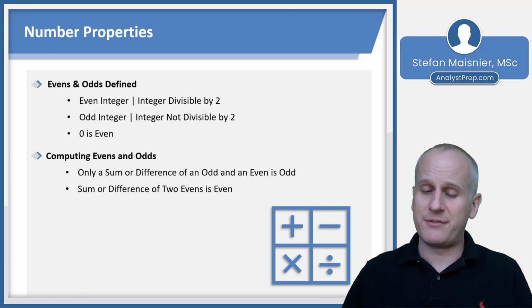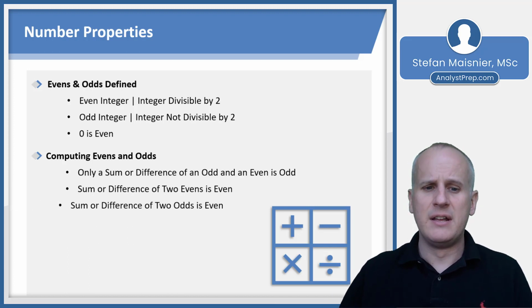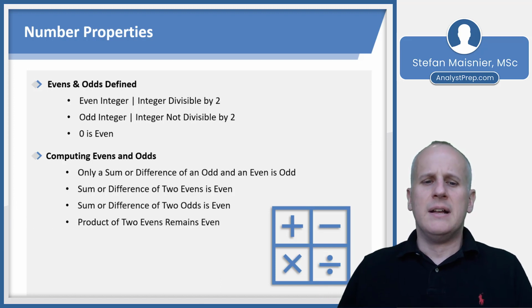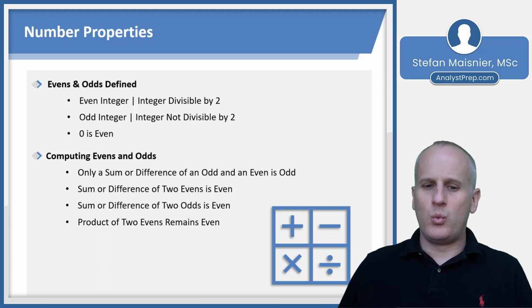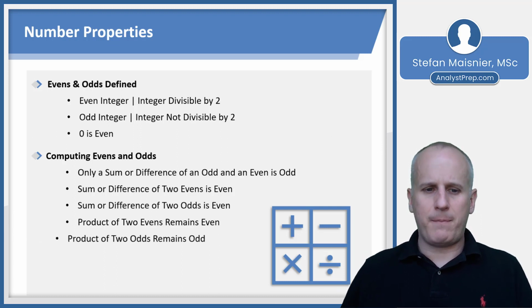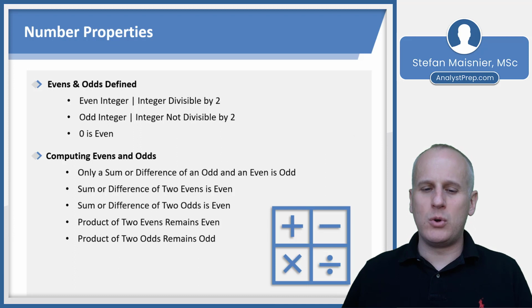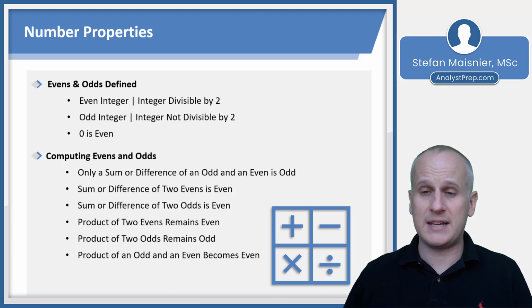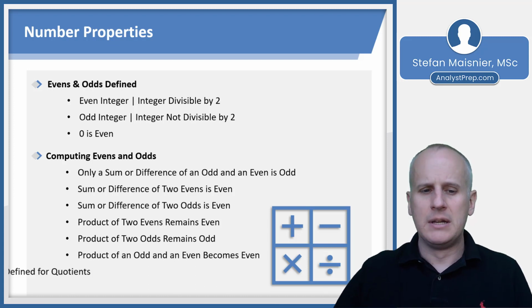Now, the sum or difference of two evens, as we just said, is even. The sum or difference of two odds is also even because the one left over makes a new pair. The product of two evens will remain even as well. The product of two odds will remain odd. But an even when it comes to products is like an unwanted house guest. It never leaves. So the product of an odd and an even becomes even. You can test that with 3 times 2, 6 is now even.